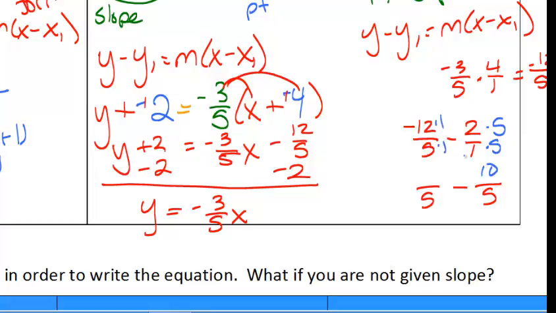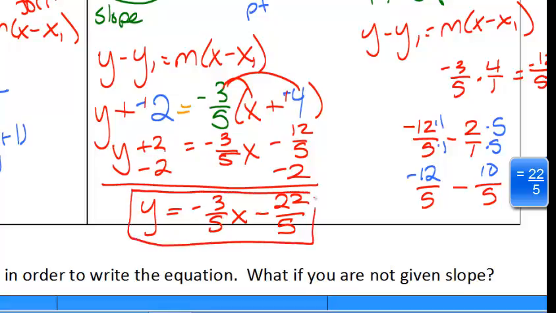The first fraction already has a 5 in the denominator, and I want a 5, so it needs to stay 5. So I can either multiply by 1 or just bring it down, either way. So this gets me negative 22, and the denominator 5 stays the same. That can't reduce. So my answer is y equals negative 3/5 x minus 22/5. And that is my final answer in slope-intercept form. Again, you can check it. I'm running out of room, so I'm going to leave that check to yourself.